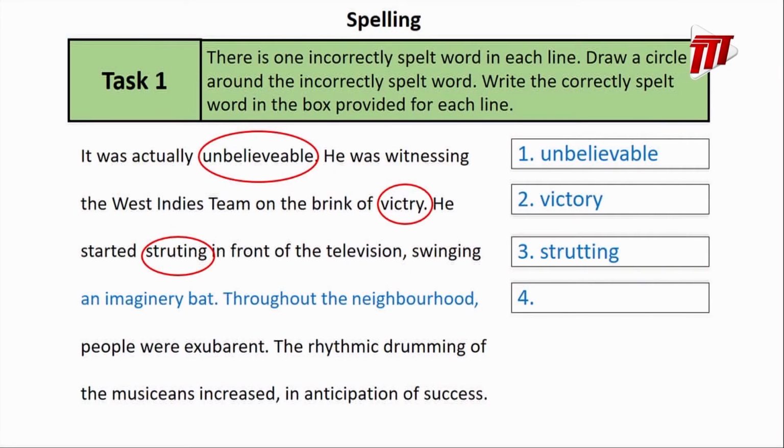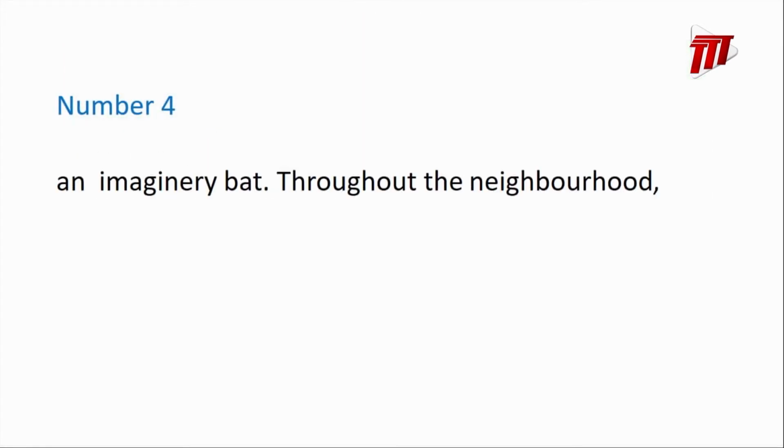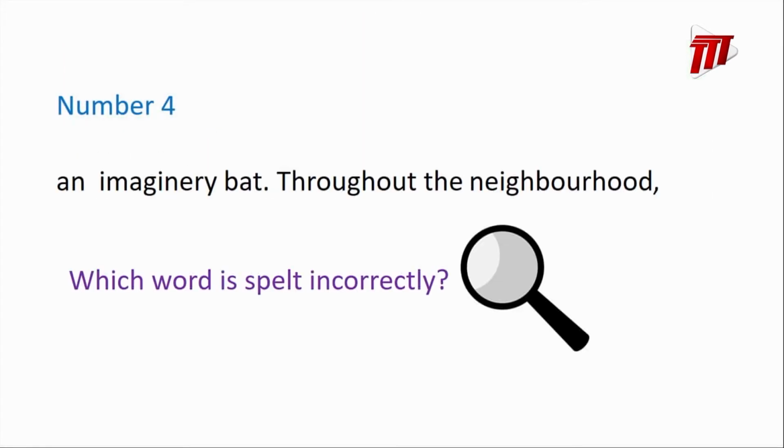An imaginary bat throughout the neighborhood. Are you seeing the word that is misspelled in that line? Look at it carefully. Look at all the words. An imaginary bat throughout the neighborhood. Which word is spelled incorrectly? Yes, imaginary. What's the correct spelling? What is the root word?